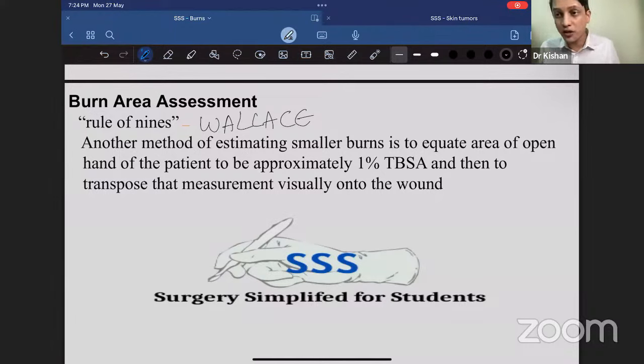So it's totally how much now? 1, 2, 3, 4, 5, 6, 7, 8, 9, 10, 11. 11 parts. So 11 into 9 is 99%. 1% is remaining. What is that?